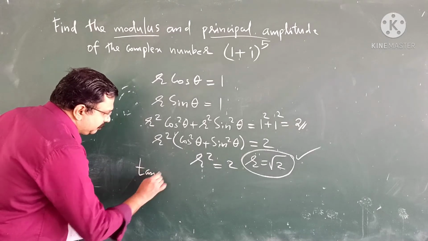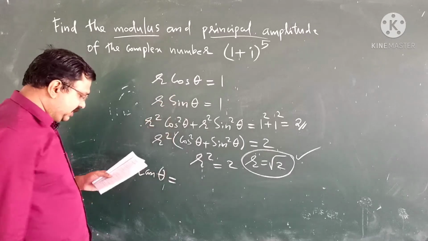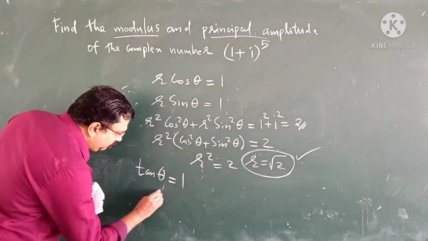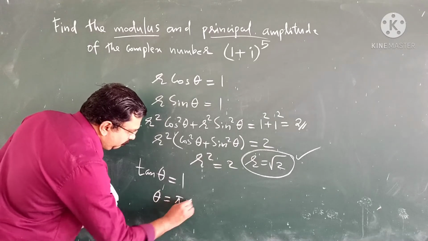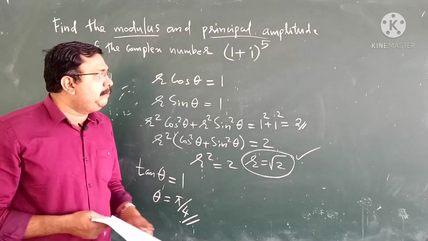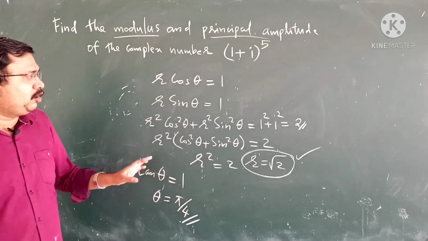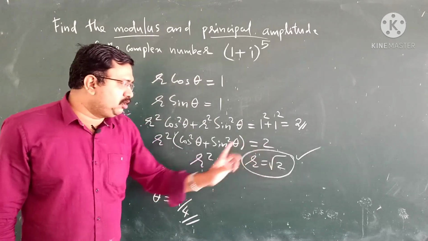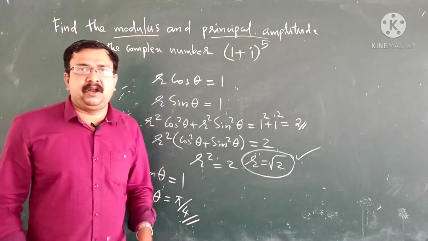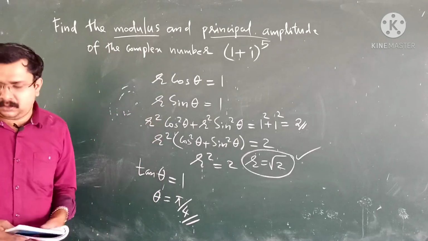Next, tan θ is equal to sin θ by cos θ, that is 1. Tan θ is 1, therefore θ is equal to π by 4. Now we can solve this question. Please write down in your notebook: first we found r equal to root 2 and θ equal to π by 4. Then we can move to our next step.